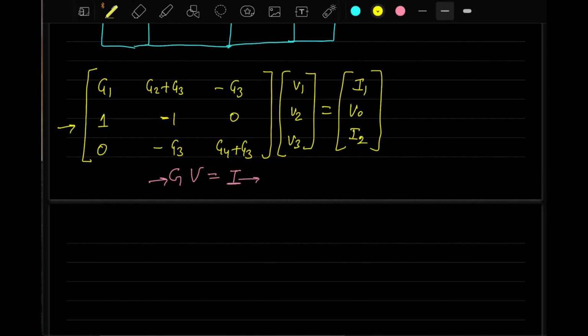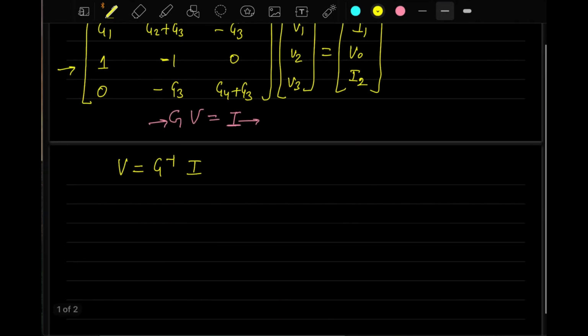Okay, is this color okay with everyone, the black color? Yes, sir. Okay. So here you see, what you do is, as you know, you are doing it like this, G inverse I. This is quite simple to do. You are doing an inverse, and then you are calculating the voltages.